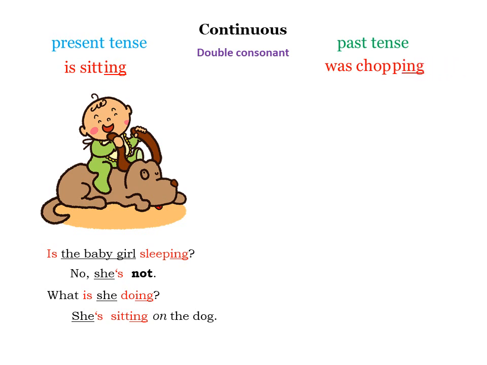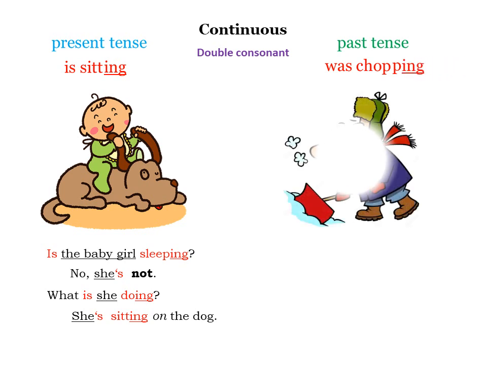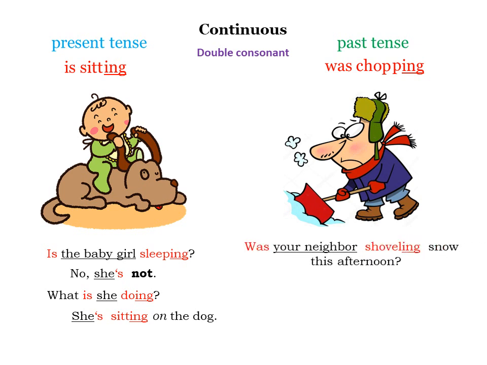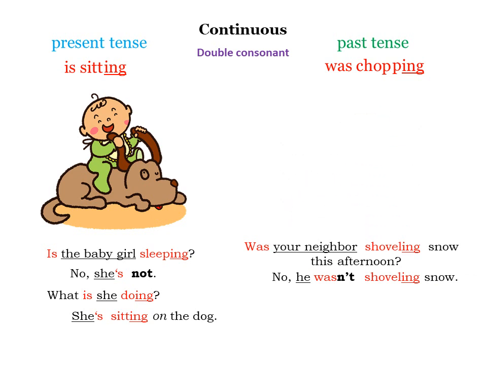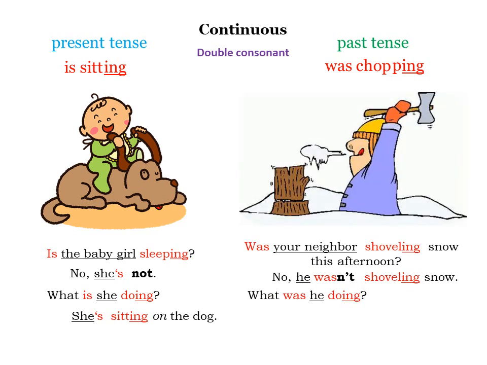Past tense was chopping. Was your neighbor shoveling snow this afternoon? No, he wasn't. Or, no, he wasn't shoveling snow. What was he doing? He was chopping wood.